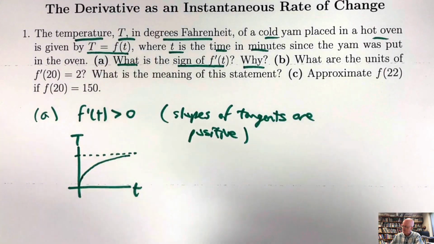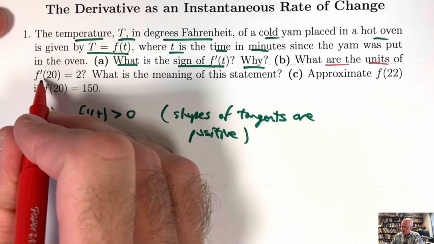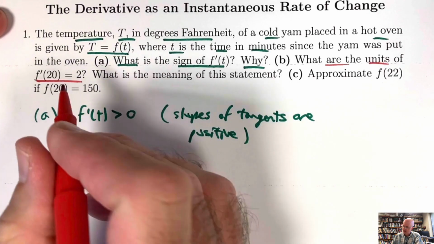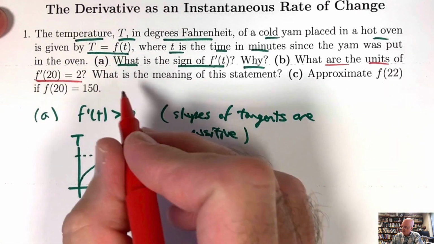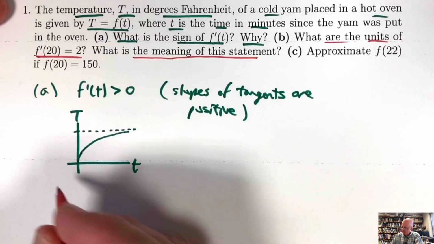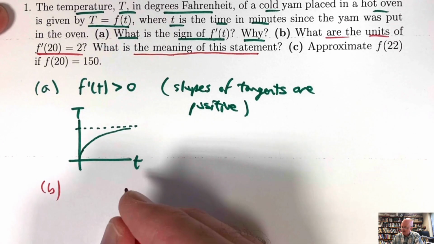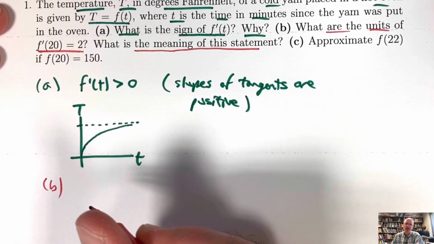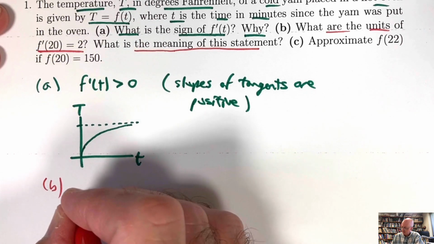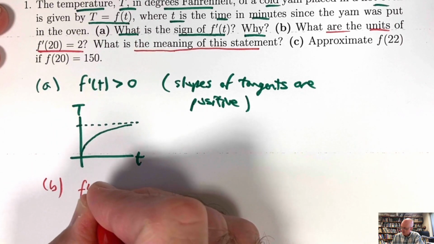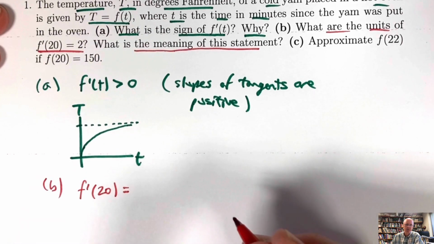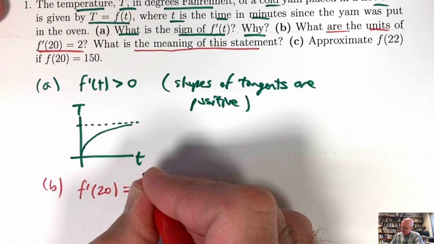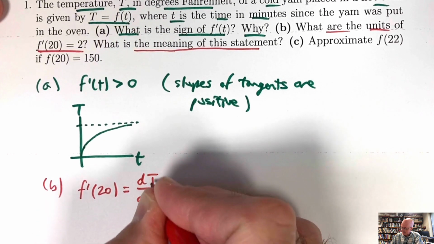We just need to think about this qualitatively. Part B says, what are the units of what you see in this equation, f prime of 20 equals 2? Ultimately, what are the units of the 2? And what is the meaning of this statement? Let's go ahead and think about that. It's helpful for this kind of situation to think about Leibniz notation for the derivative. F prime of 20 could also be written as dT/dt in this case. That's kind of fun.